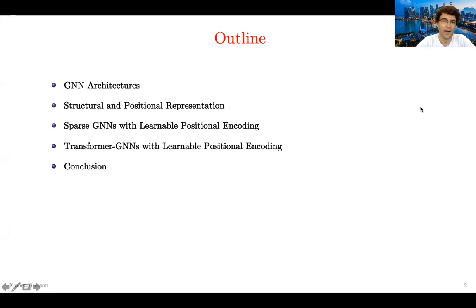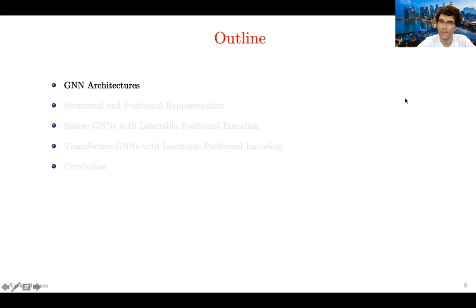So here's the outline of the talk. I will briefly review GNN architectures. Then I will talk about structural and positional representation. And then from there, I will introduce graph neural networks with learnable positional encoding. And finally, I will conclude.